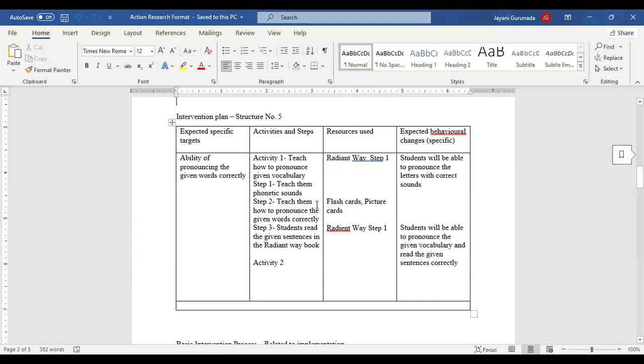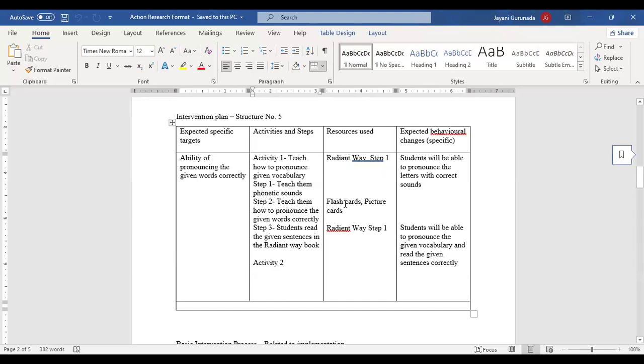Then step 2, teach them how to pronounce the given words correctly: k-a-t cat, p-a-t pat, n-e-e-d need, like that. Step 3, students read the given sentences in the Radiant Way book. Sing, mother, sing. Can mother sing? Mother can sing. Pat can sing, like that. Then again you go to activity 2. It may be the second day. On the first day you are doing all these things, then activity 2 on the second day. So you may have another expected specific target.